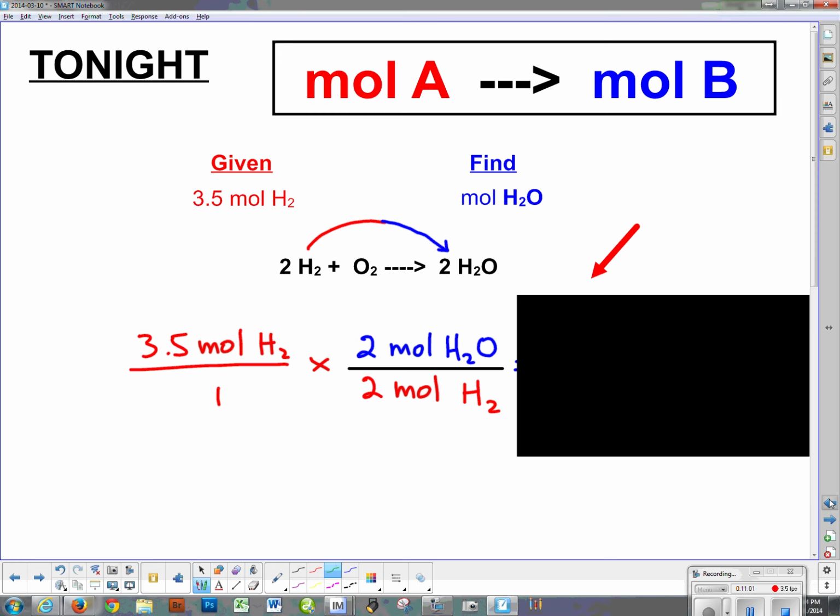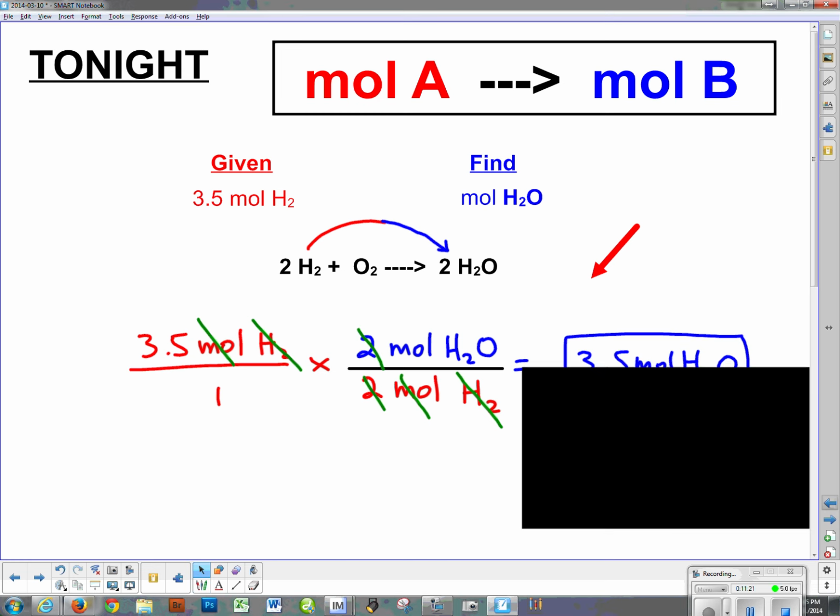And so what can we cancel here? Moles and hydrogens and hydrogens. And can we cancel anything else right now? No. Come on, what can we get out of there? The twos, right. So get rid of those guys. And now, in this problem, we're done.